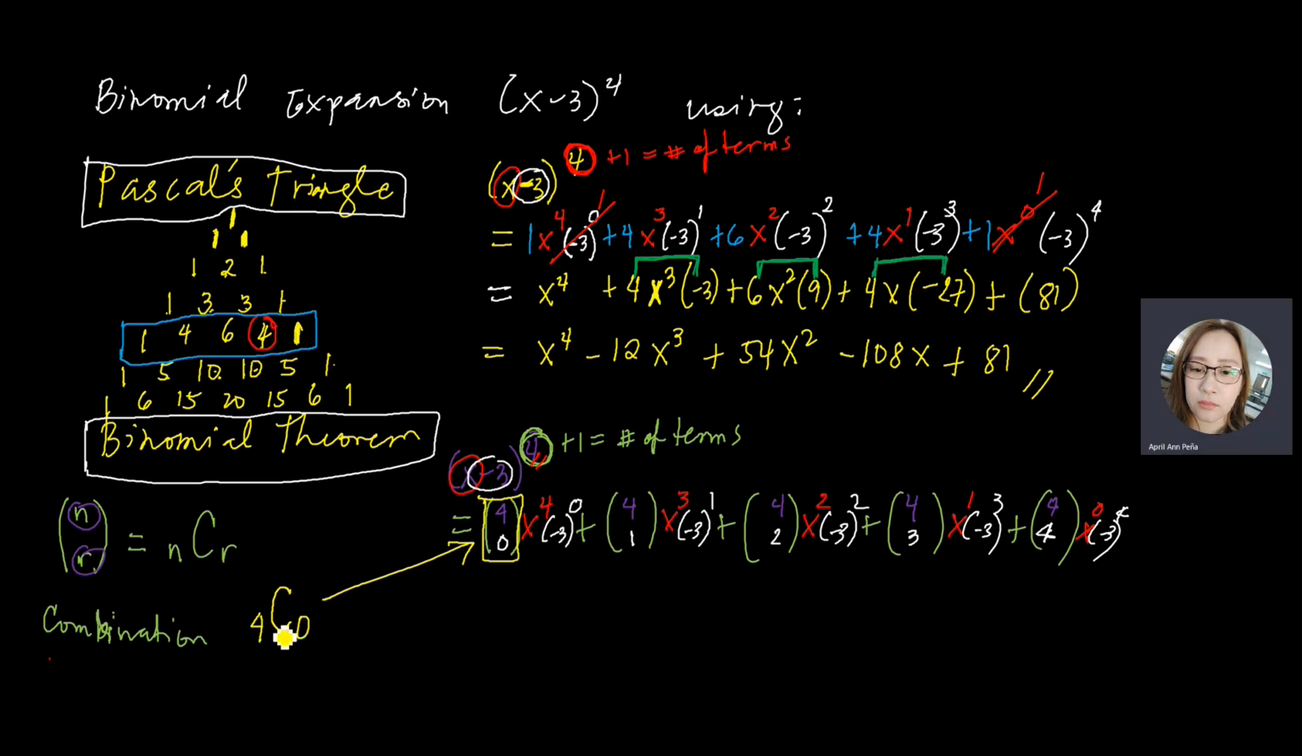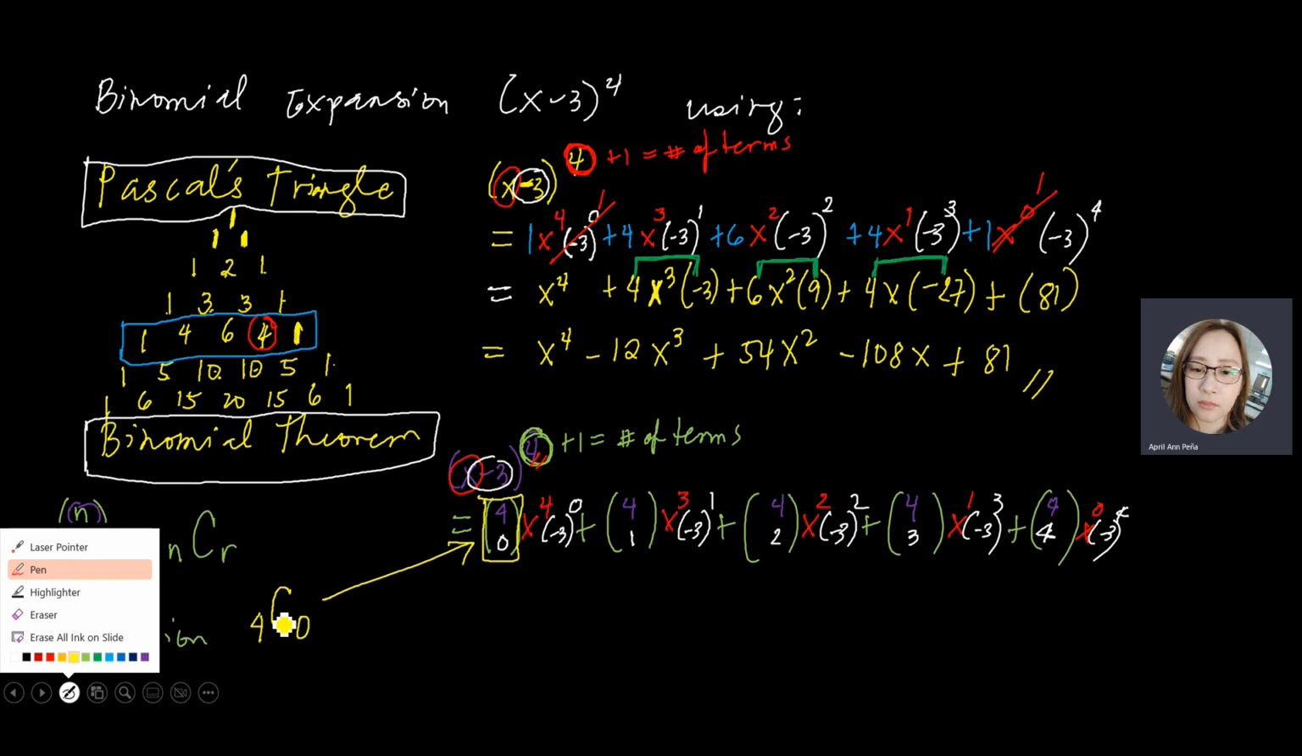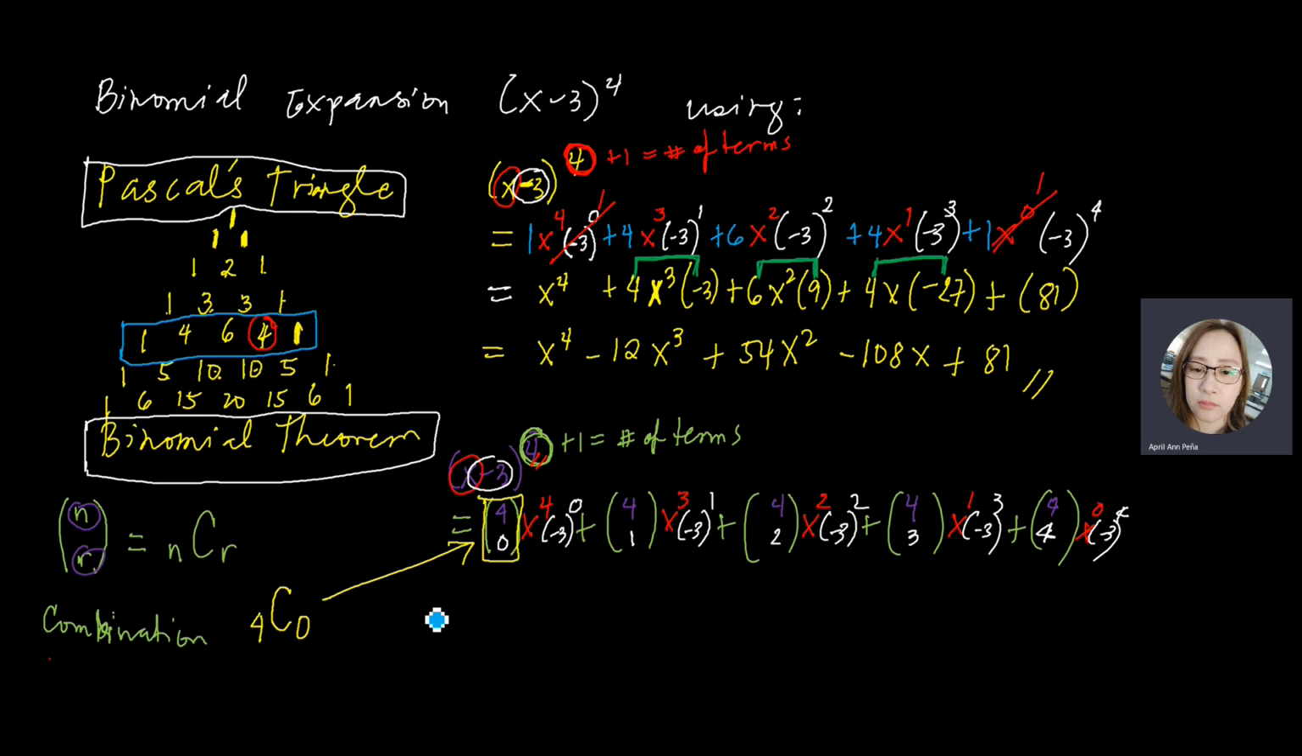So here, the 0 here is 4C0. In which it will give you a value of 1. So using your calculator, 4C0 equal sign. The answer would be 1. For C1, the answer would be 4. For C2 is 6. For C3 is 4. And then for C4 is again 1.